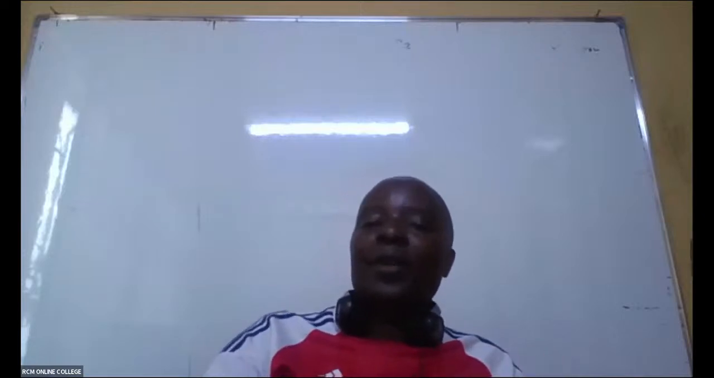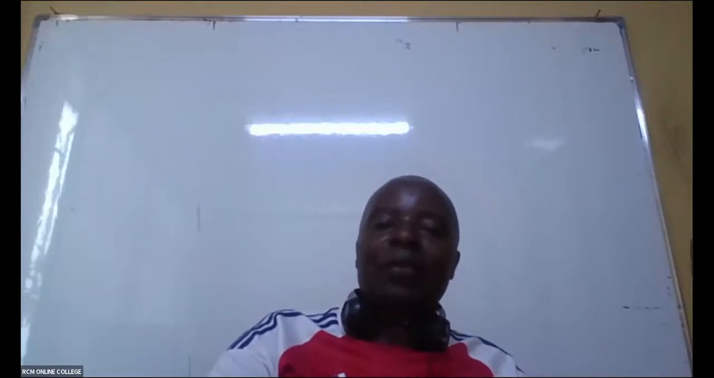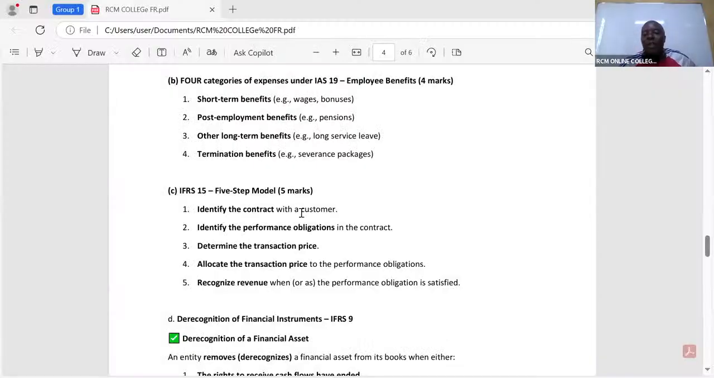All right. Now, ladies and gentlemen, please listen. Allow me to read here before I read your messages. So first of all, you must identify the contract with the customer. You as the auditor, you must ask, like if it's Safaricom and RCM, what is the contract drawn between the two? How does it read?